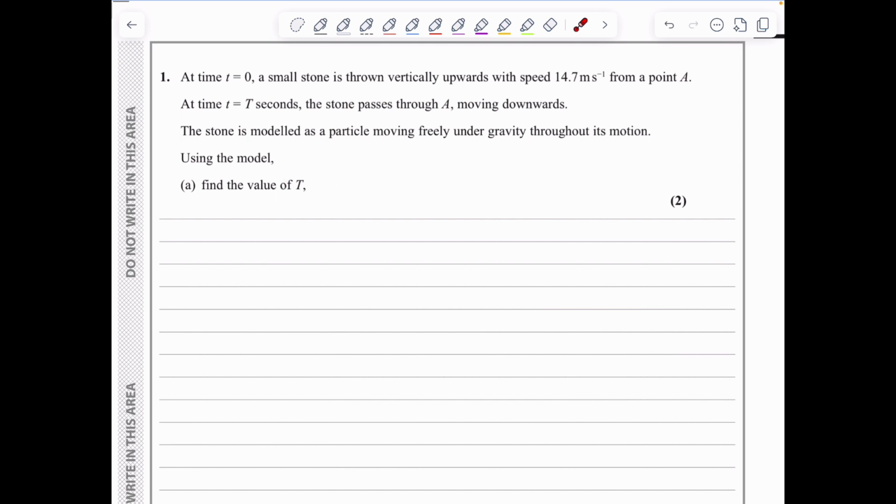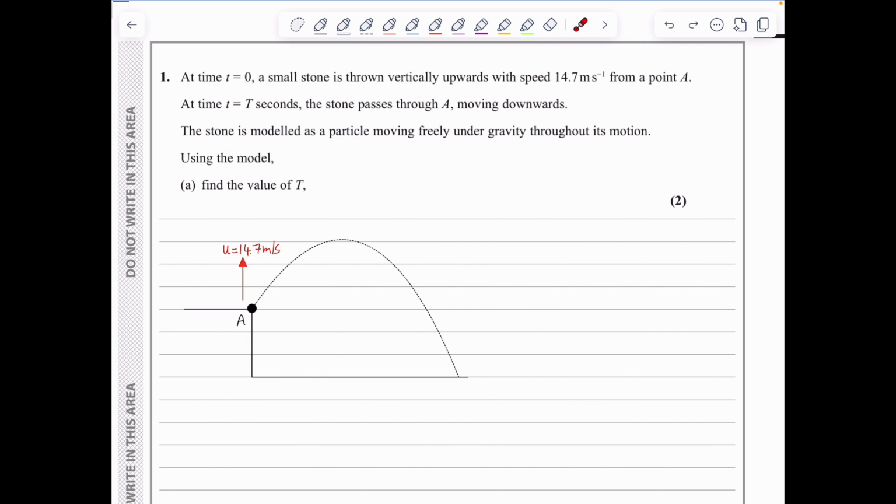As always, I will start by drawing a diagram to illustrate exactly what's happening. So we've got the point A, it's higher above ground. We are throwing the stone upwards and then it comes down. That's the vertical motion. I'm going to open up this motion like this so that I can illustrate all the necessary information in a clear way. So this is what's happening. We've got an initial velocity of 14.7 meters per second upwards.